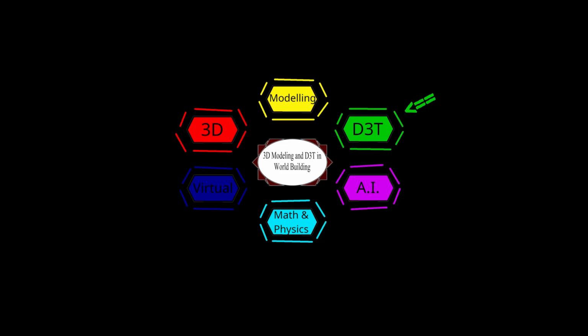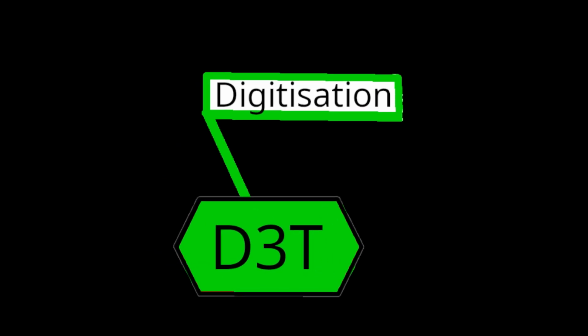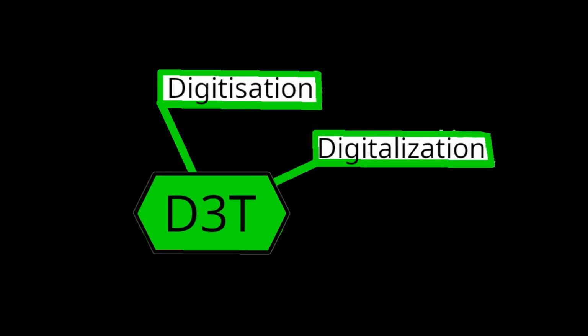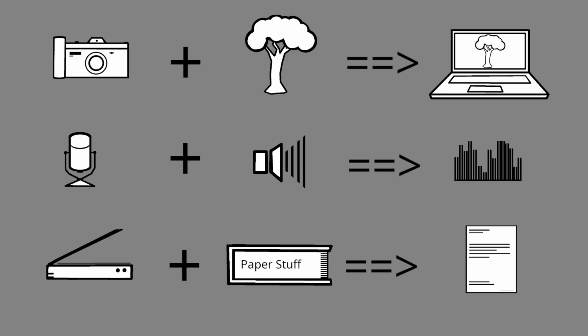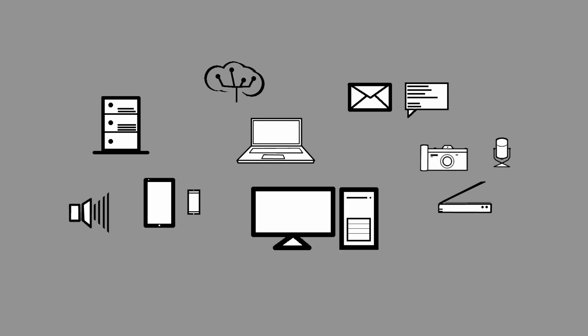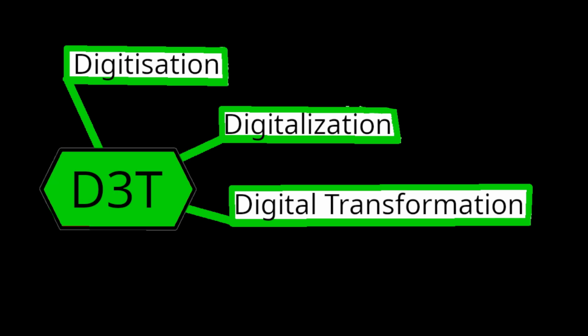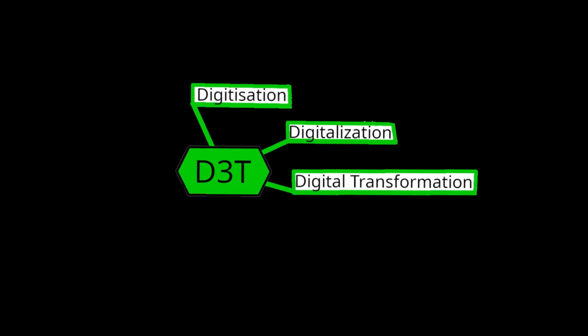Now, D3T, what is that? That is just a short form for digitization, digitalization, digital transformation. Digitization is conversion of analog to digital, from real world to ones and zeros. Digitalization is both usage of digitized data and digital technologies. Digital transformation is upgrading the entire business and work model. Together, I like to call them D3T.